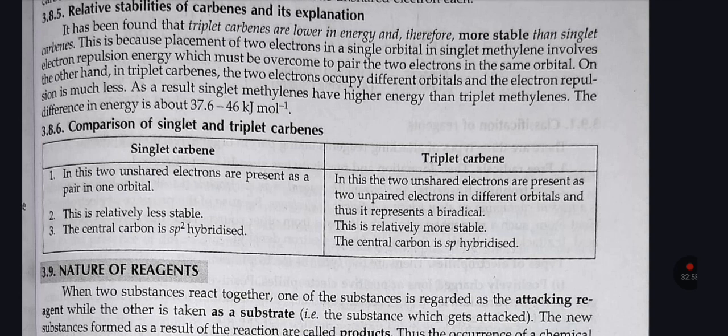Comparison of singlet and triplet carbene. Singlet carbene: in this, the two unshared electrons are present as a pair in one orbital. Triplet carbene: in this, the two unshared electrons are present as two unpaired electrons in different orbitals, and thus it represents a biradical. Singlet carbenes are relatively less stable. Triplet carbenes are relatively more stable. In singlet carbene, the central carbon is sp2 hybridized. In triplet, it is sp hybridized.